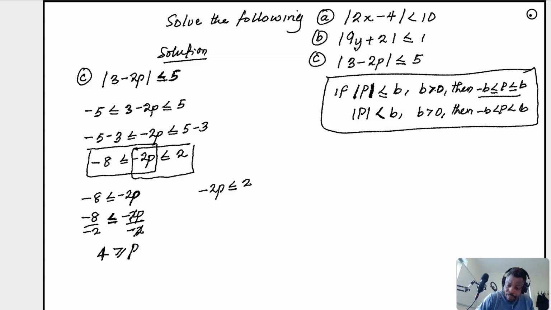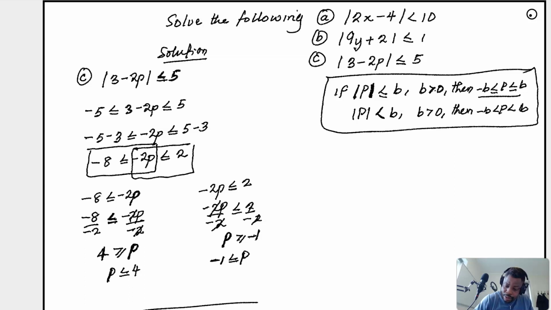This is p. So the same thing here, minus 2 divided through by minus 2. So here the inequality also will change. So what this is telling me is that 4 is greater than p, which simply means p is less or equals to 4. And p is greater than minus 1 here. So which simply means minus 1 is less or equals to p.